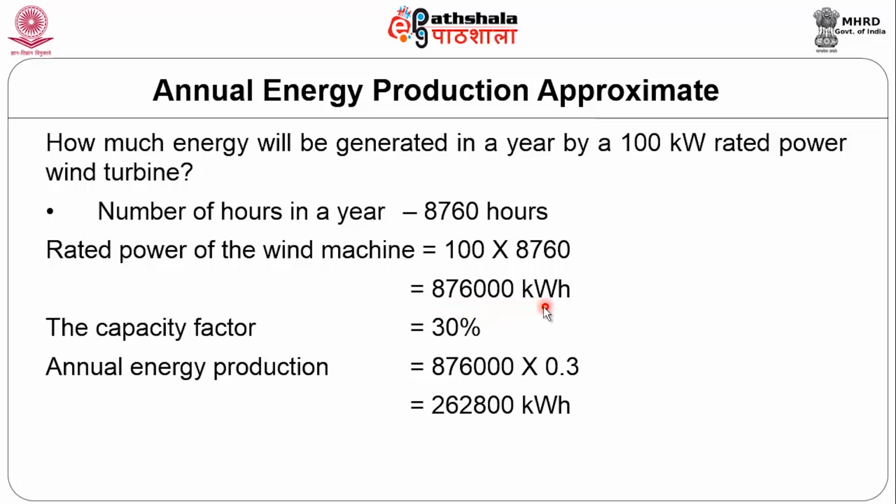which is 8,76,000 kilowatt hour. This much energy could be generated in 1 year, but the capacity factor is just 30%. That is the load factor or capacity factor, or sort of efficiency factor. It is just 30% after all other losses. So, for annual energy production, because the capacity factor is 30%, we multiply this with 0.3, and we could generate 2,62,800 units of electricity out of a 100 kilowatt machine.